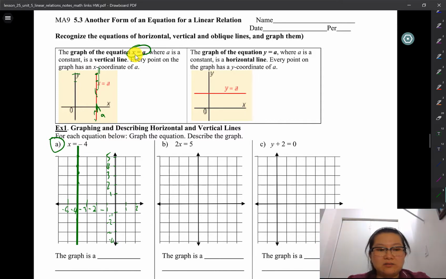Okay. So that's what it means. My x is always equal to -4 regardless of what y is equal to. So for all values of y, my x is equal to -4.